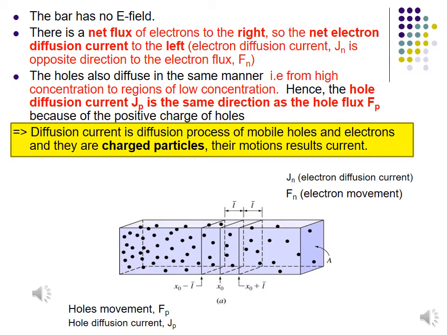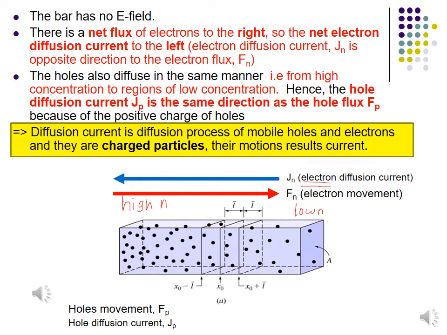Let's discuss further. As we have seen in figure A on the previous slide, since there is no electric field, the electrons will move from this left region of higher concentration to the right region of lower concentration. Thus, this will result in diffusion current. Since in this example the moving particles are electrons, the electron diffusion current will have a direction that is opposite to the electron movement, in this case, from right to left.